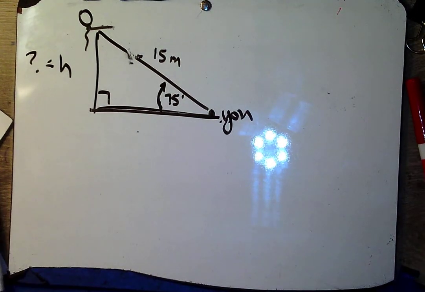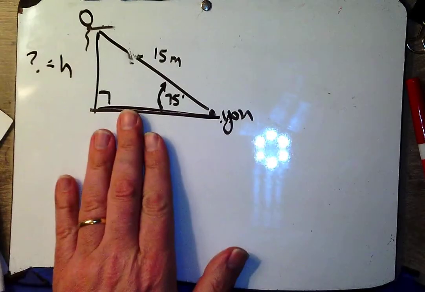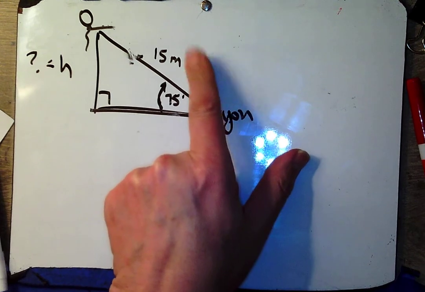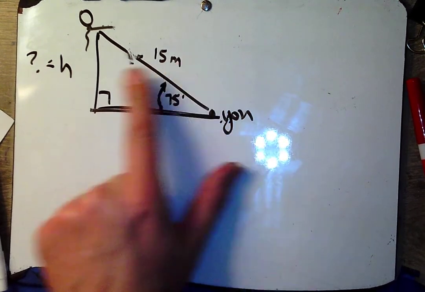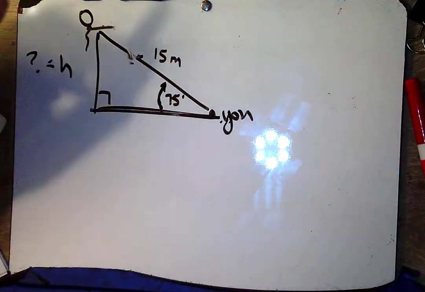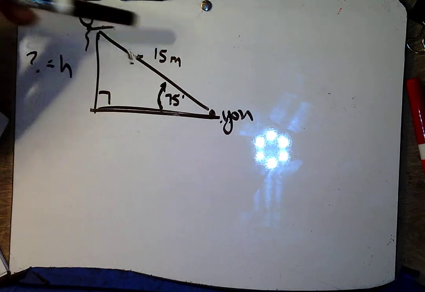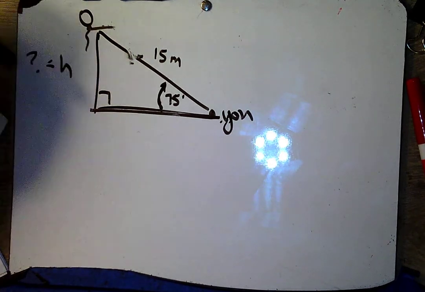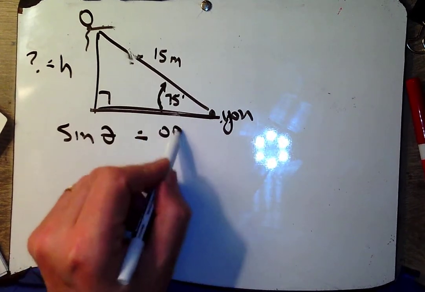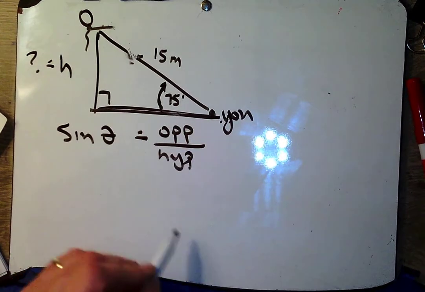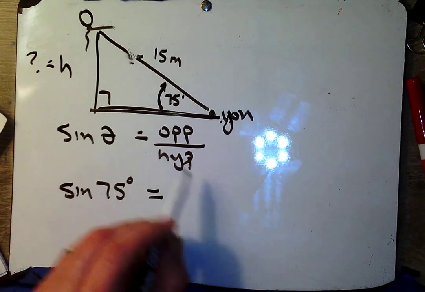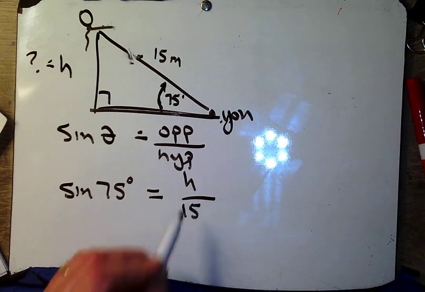And the way we go about doing that is saying, okay, I got this picture. I'm looking for h. I know this angle. I know this is the hypotenuse. If this is the hypotenuse, this is the opposite side. Goodness, what trig function uses opposite and hypotenuse? That's right, sine. Sine of theta is opposite over hypotenuse. So I want the sine of 75 degrees, and that will equal h over 15.